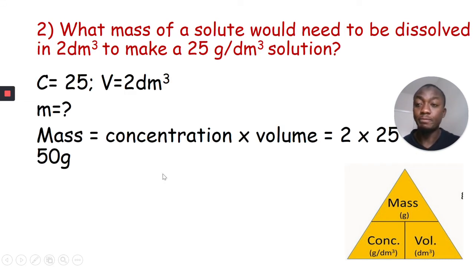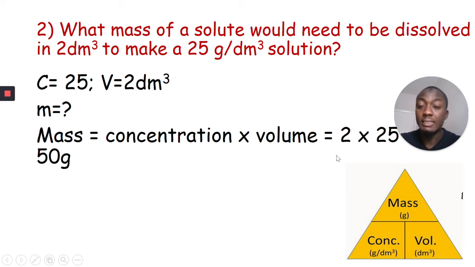Right, let's try this question. It says, what mass of a solute would need to be dissolved in 2 dm cube, which is the volume, to make a solution of 25 grams per dm cube? So your concentration is 25 grams per dm cube, and your volume is 2 dm cube. Your mass is what you don't know. Again, if you use the triangle, mass is equal to concentration times volume, which is 25 times 2, which gives you 50 grams.